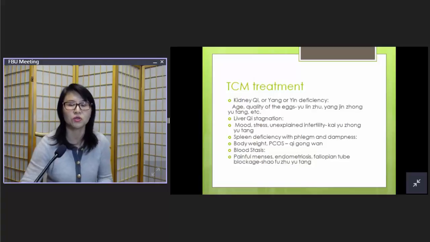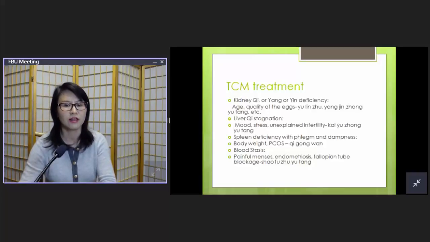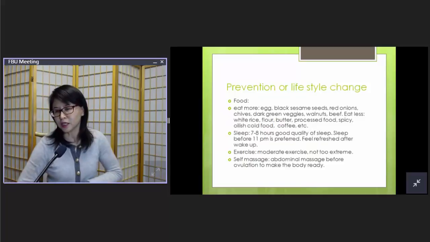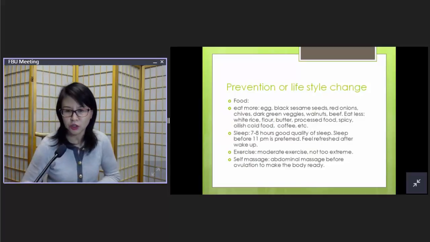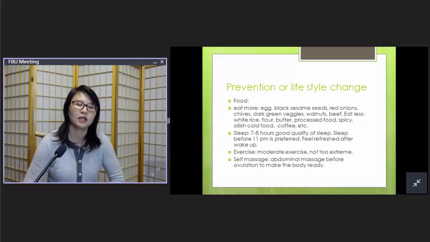So we use different herbs mostly to let the period become normal. As the Chinese saying goes, if you want to treat infertility, you need to make the menstruation cycle normal. So we make that normal, and then we treat the patient. Chinese medicine is good at treating infertility, and lifestyle also helps.